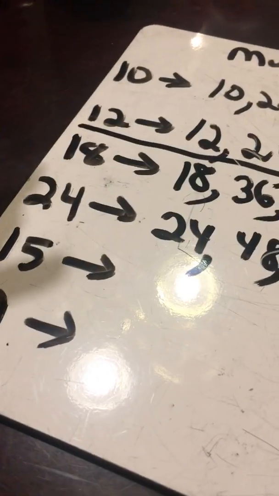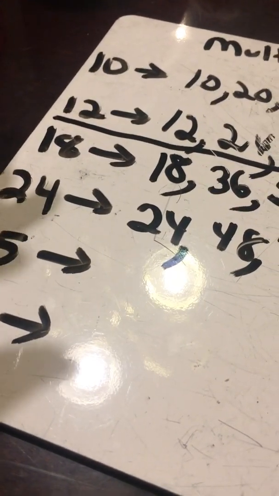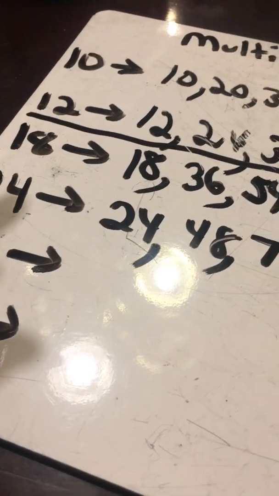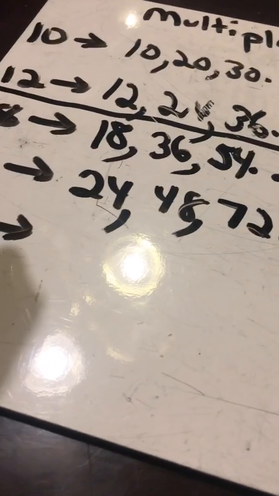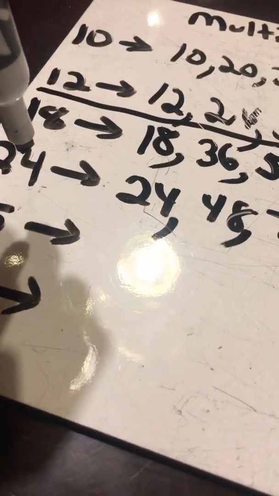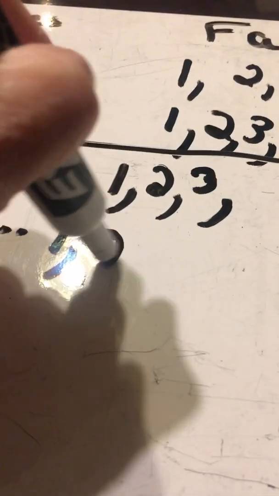Now, I think this is the hardest one. 24, I think, is the hardest one because there's a bunch of them. So the first one is 1. Factors always start with 1. And, of course, its partner is 24 because 1 times 24 gives you 24. Then you always try 2 next. Well, is 24 even or odd? Even. Then 2 will work.